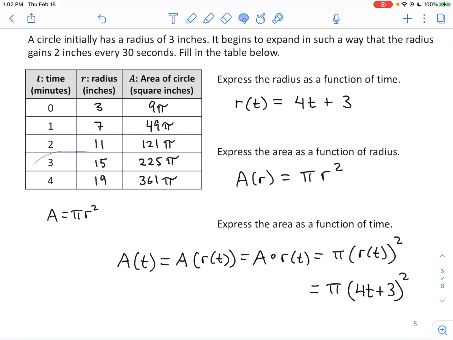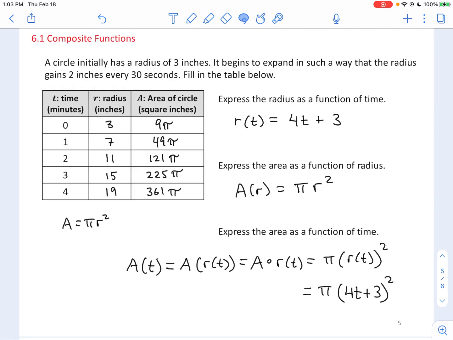And let's just test one of these. Let's test this entry right here. We're going to see if plugging in t equals 3 gives me the correct area of 225 pi. So we plug in 3 for t in this spot. We get 12 plus 3. That's just, we get a 15 there. Then we square that. We get 225 and then times pi. And we get our 225 pi as expected. All right, and this concludes our lesson on composite functions.